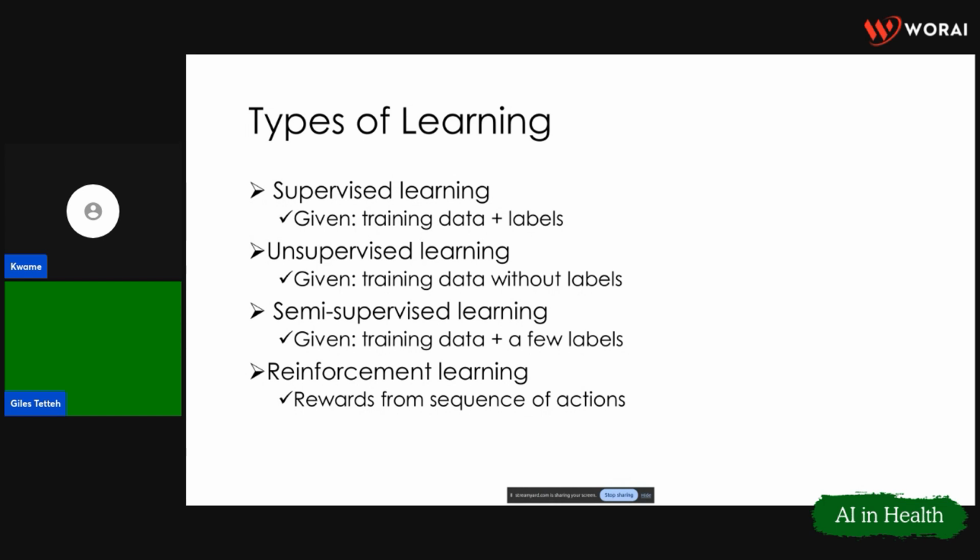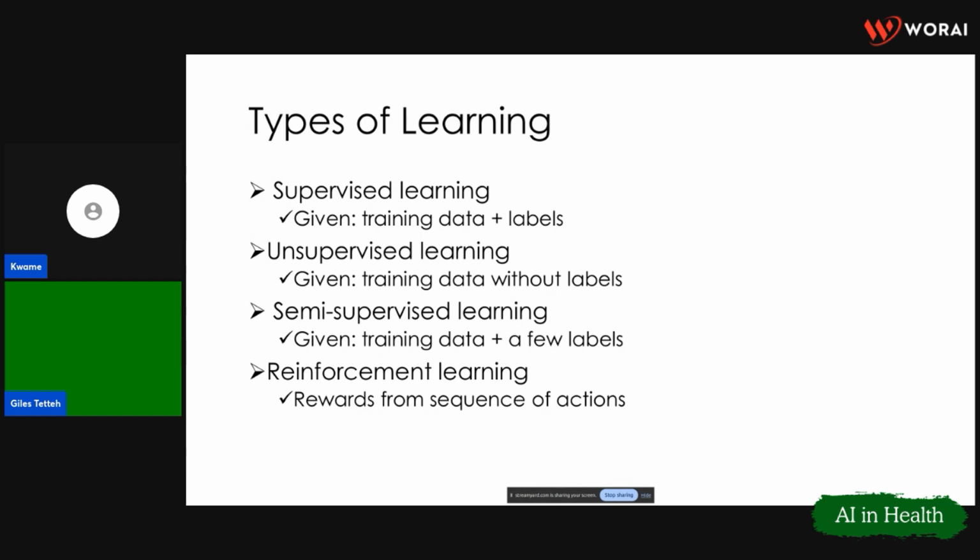Then we have semi-supervised learning. Semi-supervised is somewhere between supervised and unsupervised. With semi-supervised, we have some labels, but not for all of your training data. So with few labels, you do a bit of supervised learning and also try to apply some ideas from unsupervised learning in there. Then we have reinforcement learning.